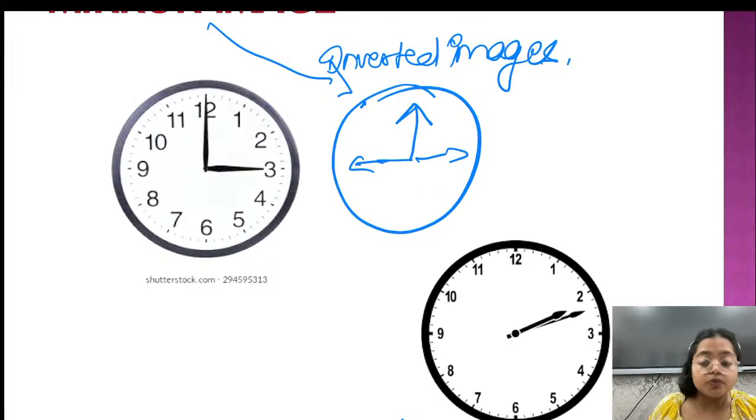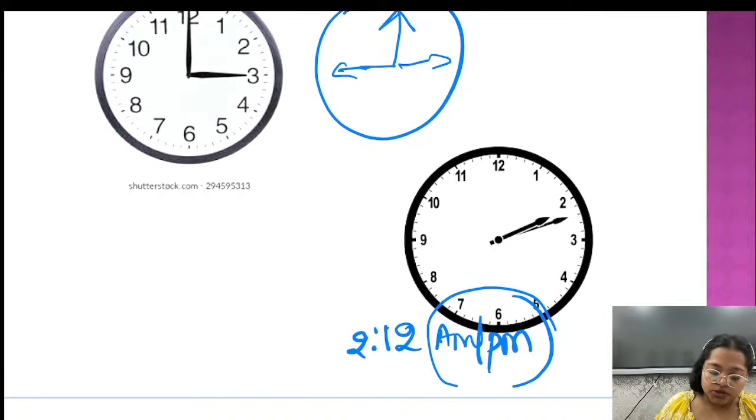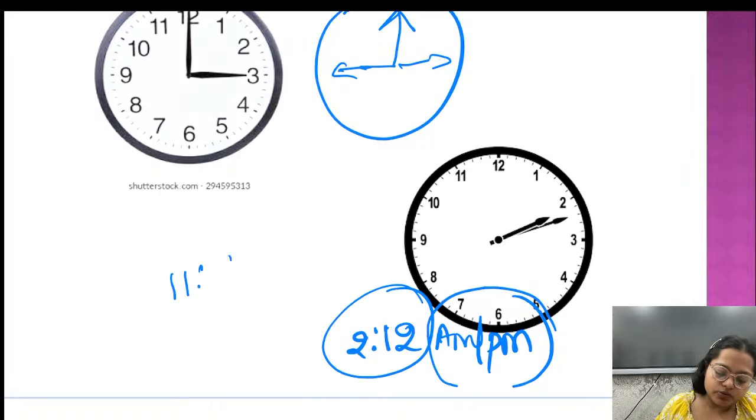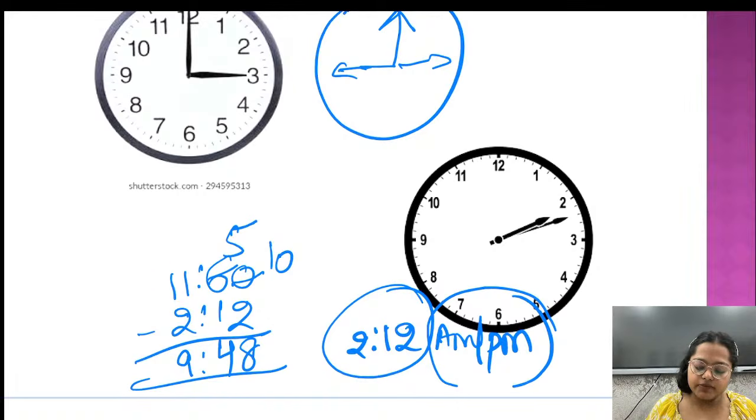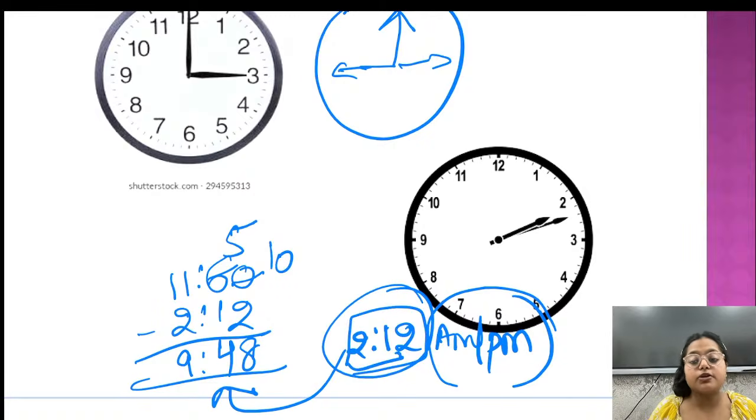Okay, so now what time does this clock say? 2:12 AM or PM. First of all, in this type of question, there is no logic of AM PM. Okay, so I have a very tricky shortcut to solve mirror images of this type of values. We have to subtract this value from 1160. You will get your correct answer. Okay. So whenever you make the mirror image of this 212, you will get the answer 948.